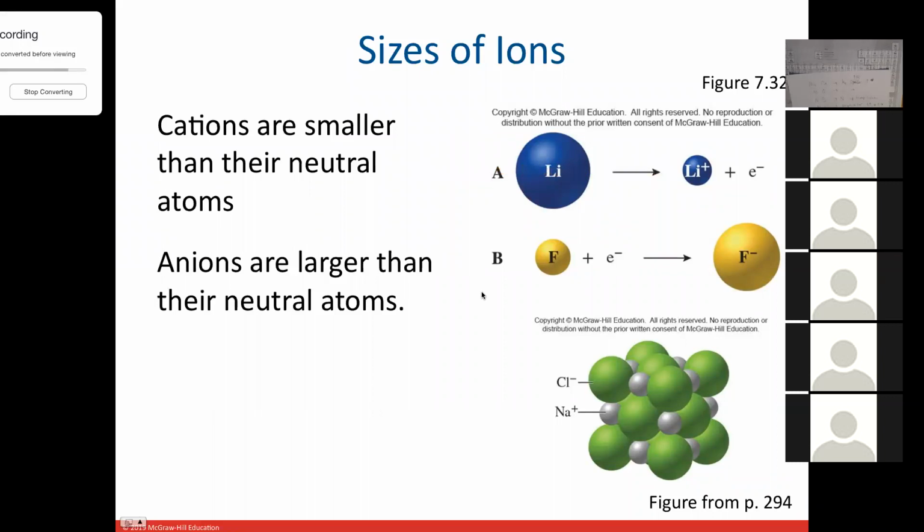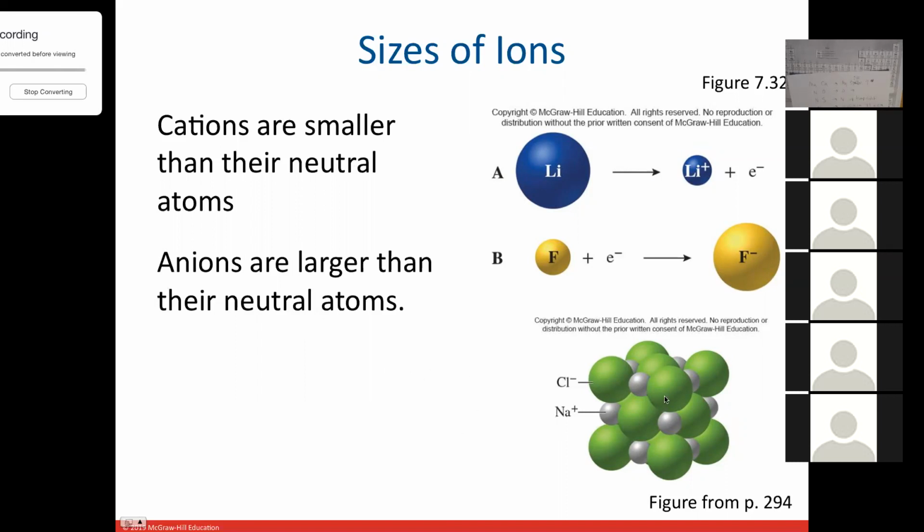This is another trend too. Lithium and fluorine are both in the second period, and fluorine is smaller. But once fluorine gains an electron, you guys see the arrow? It becomes a fluoride ion, and the ion is bigger. When lithium loses an electron, it essentially loses its second shell and becomes much smaller. That's a really important idea. Cations are smaller than their neutral atoms. Anions are larger than their neutral atoms.